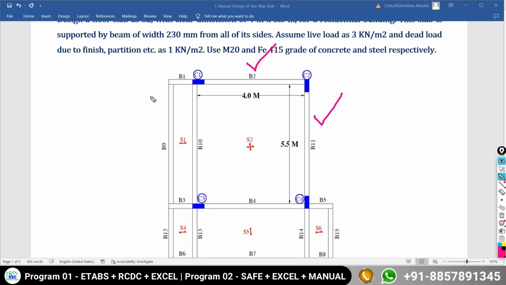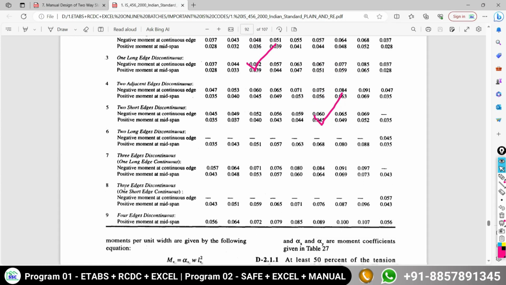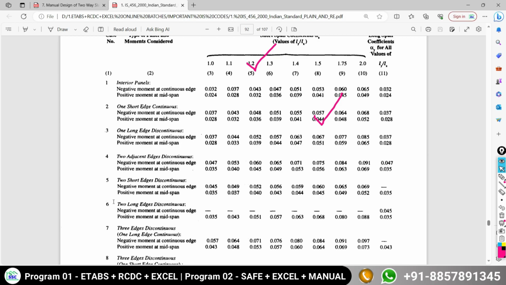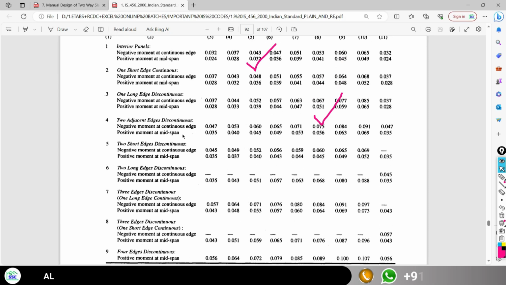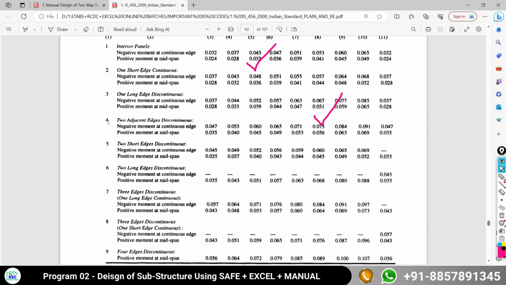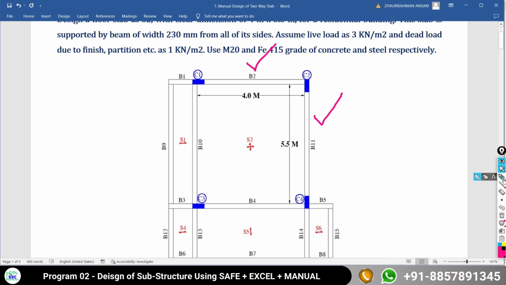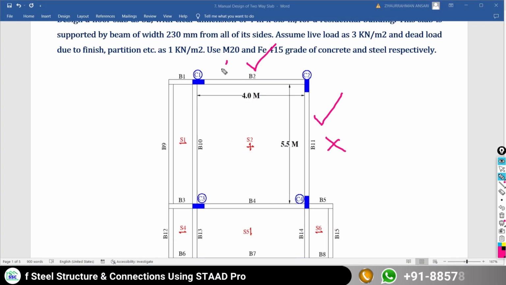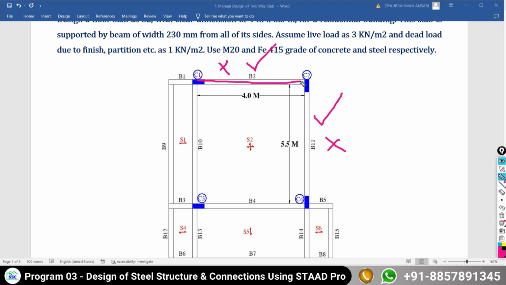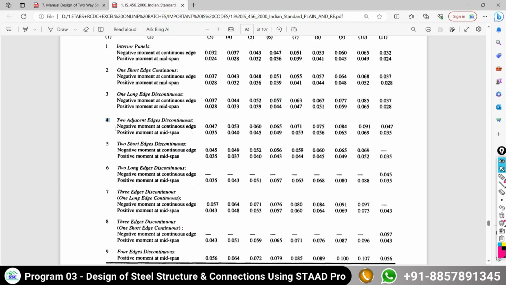So based on all these criteria, IS 456 has defined 9 types of panels. Amongst all these 9 types of panels, our proposed floor slab falls under the type of panel 4: two adjacent edges are discontinuous. If you look at our example, here it is discontinuous, and here it is discontinuous. So two adjacent edges are actually discontinuous. So this is our proposed type of panel.